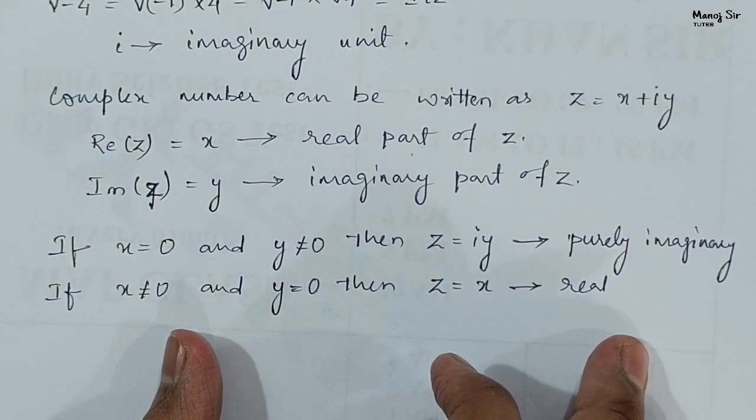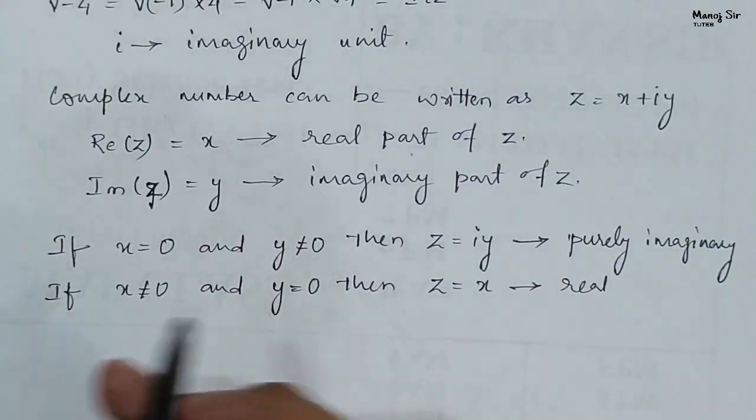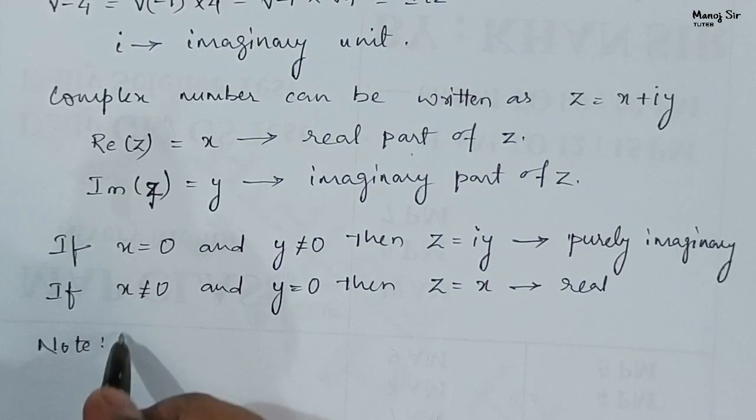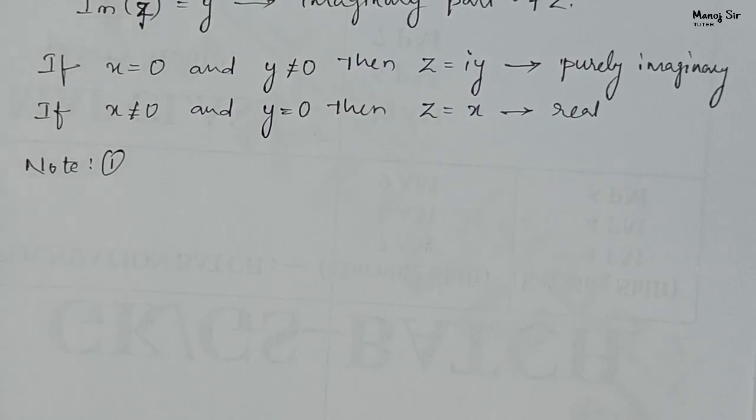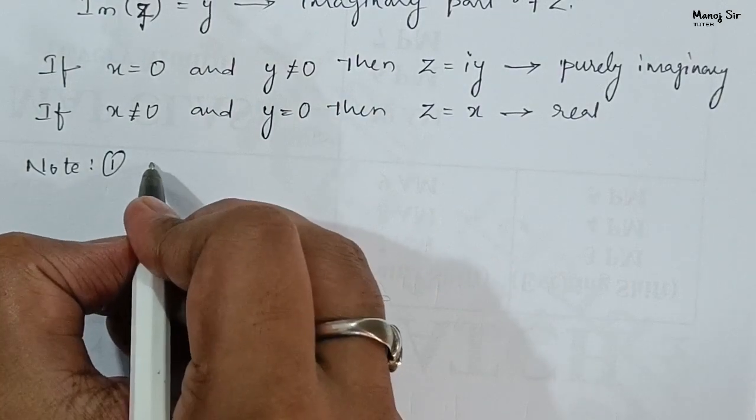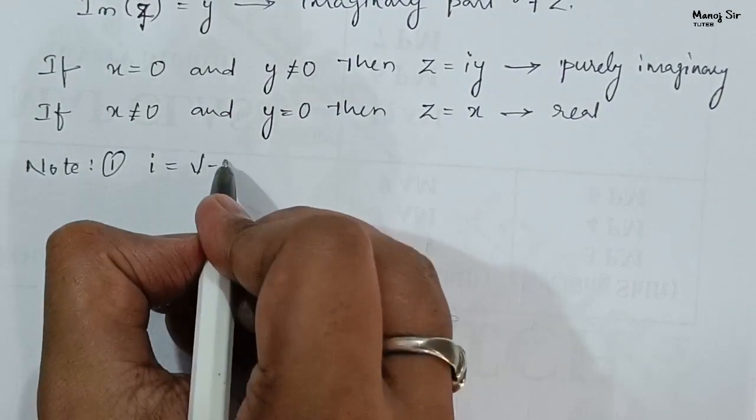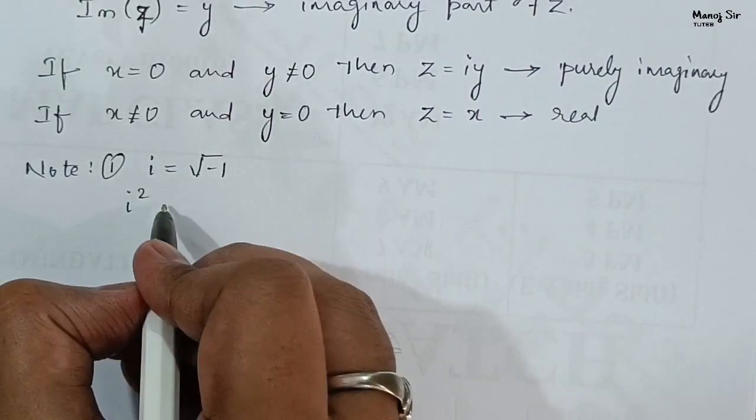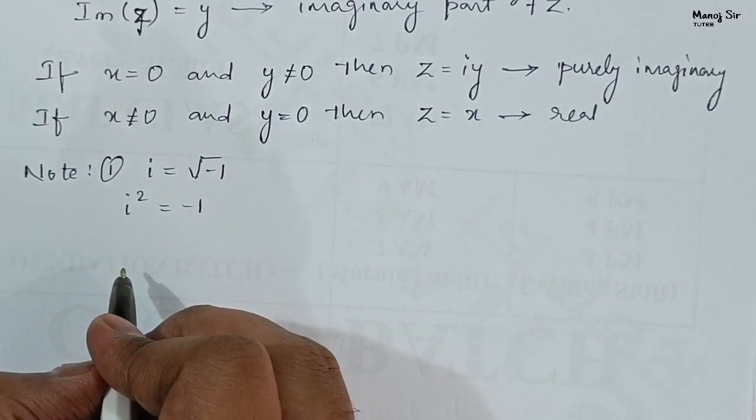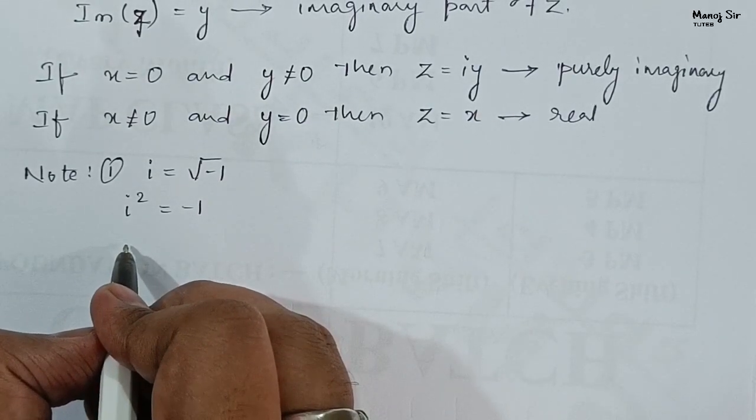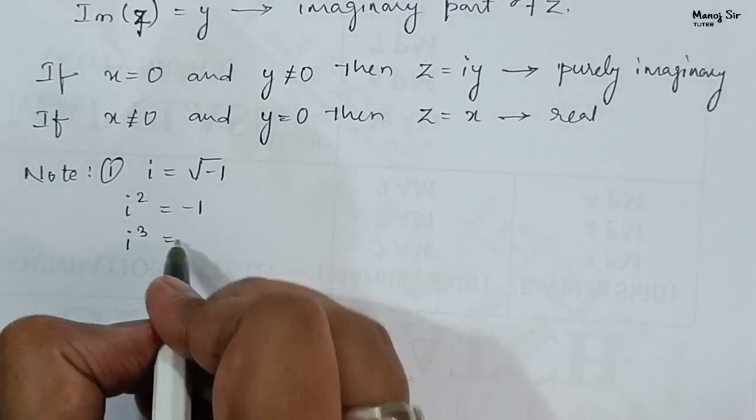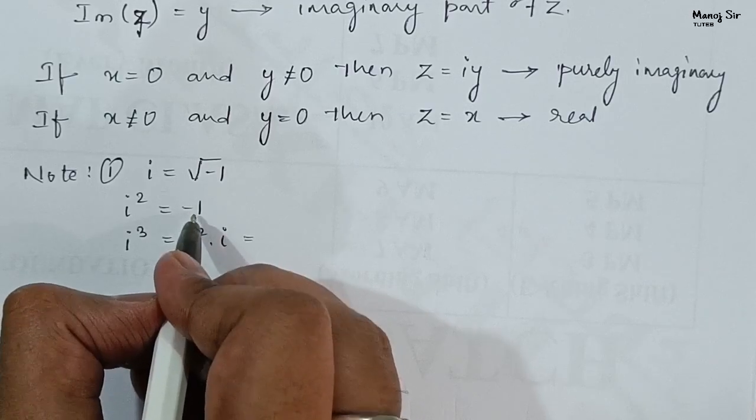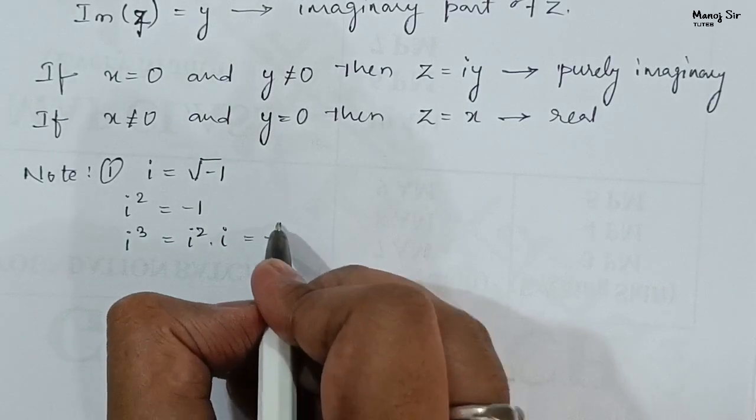Now after this we'll come to three note points which are very important. Note point 1: what is i? This is root of minus 1. Now squaring both sides, you will get i squared equals minus 1. Now if you want to find i cubed, that is i squared into i. What is i squared? That is minus 1. So minus 1 into i will become minus i.